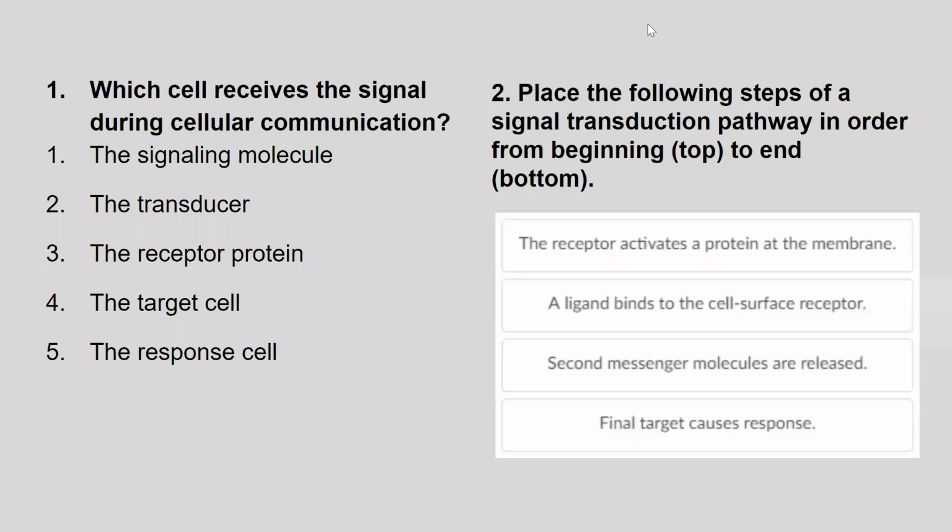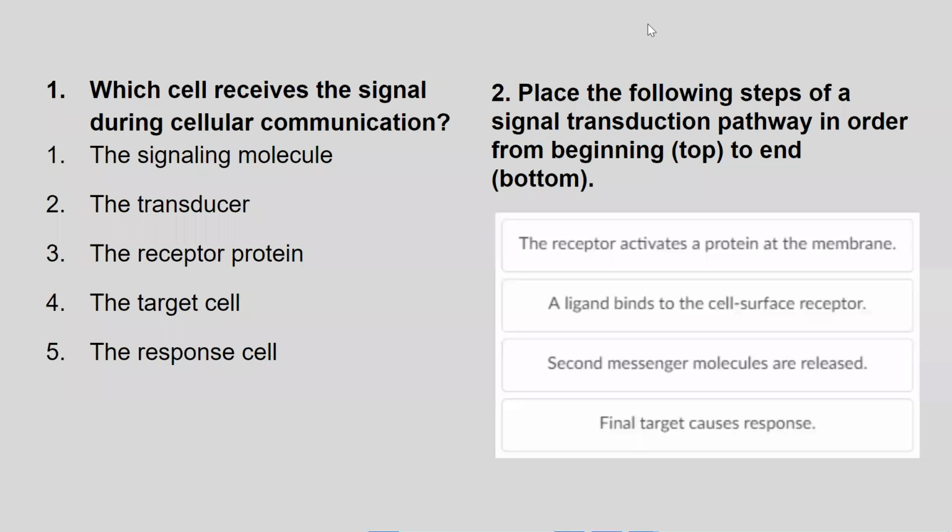Which cell receives the signal during cellular communication? Receiving the signal is always the target cell. Correct answer. You have shared the correct answer, Yogeshwari. So the answer is option number 4, that is the target cell.